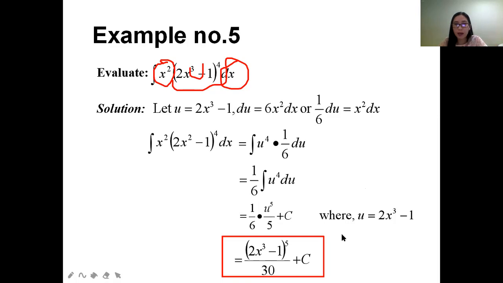I hope that with the sample problems I gave, we understood the topic better about the chain rule or the substitution method.